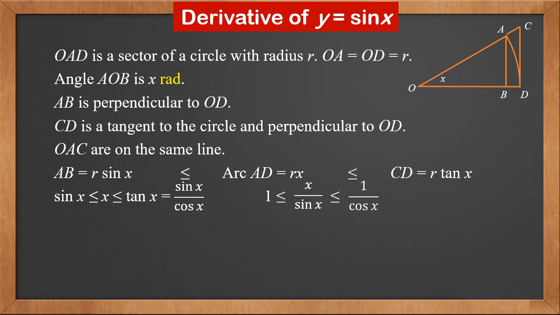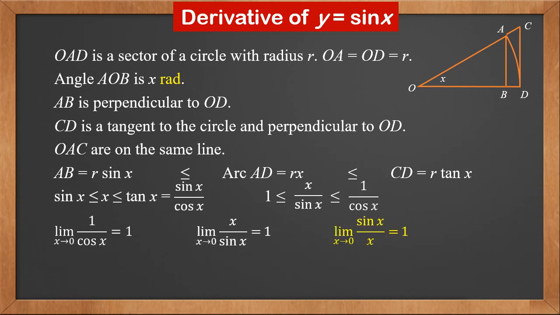Tangent x is sin x over cosine x. Let's divide by sin x and get, 1 less than or equal to x over sin x, less than or equal to 1 over cosine x. When x approaches 0, cosine x approaches 1, and 1 over cosine x approaches 1. So x over sin x is sandwiched between two 1s. Therefore, the limit of x over sin x when x approaches 0 is 1.